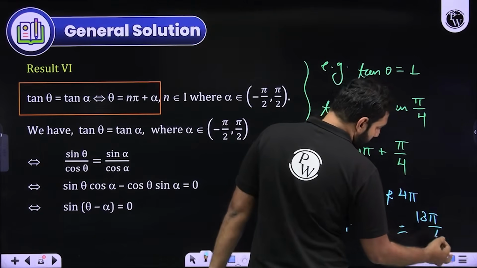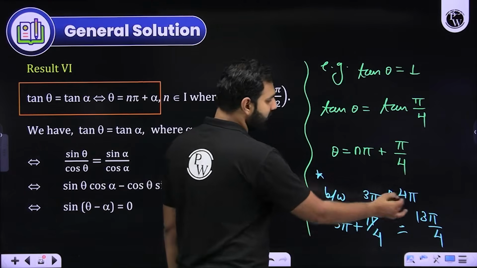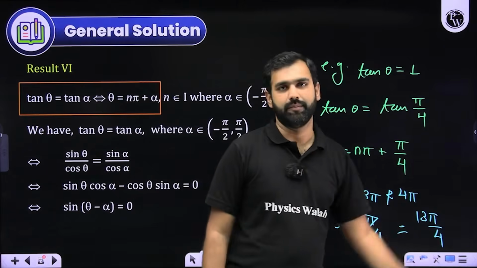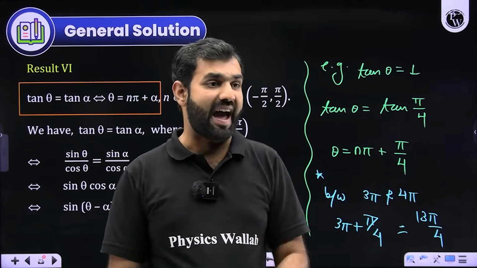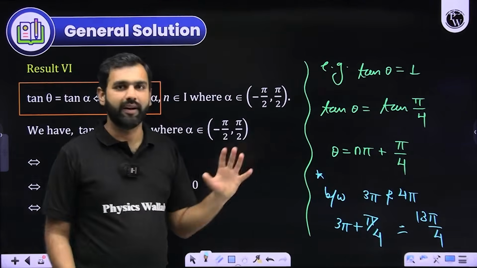So this is what I meant by specific solution. So let's say our question says, find the solution between 3 pi and 4 pi. That will be 13 pi by 4 to this question. Are you able to differentiate the general solution and the specific solution? Any confusions on that? Are you able to get some sense out of it?